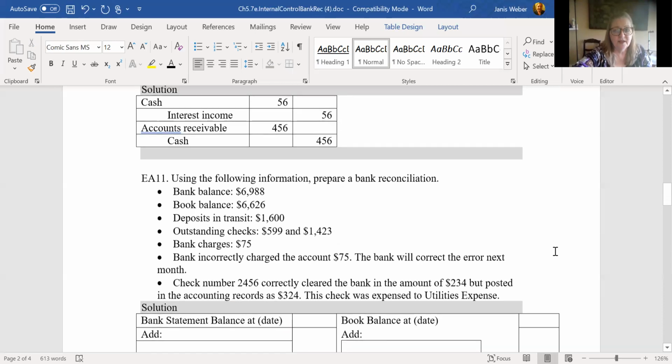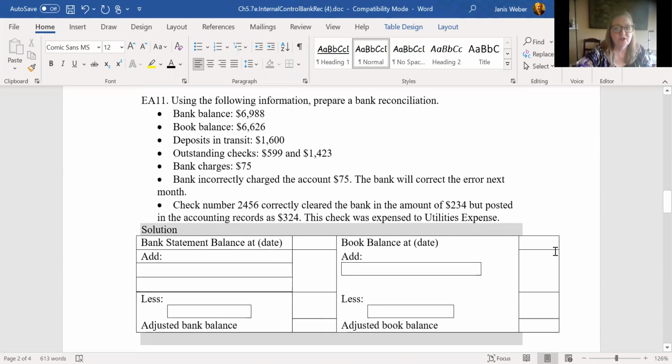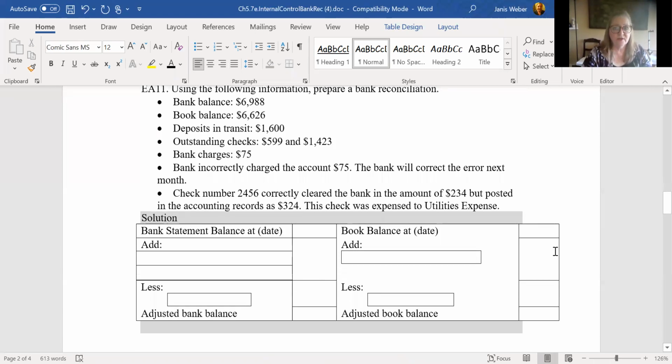Okay, that's that one. Now we'll go to EA11. Use this information to prepare the bank reconciliation. So if I were you, I would pause the video, just try to work this one out, and then come back and see if it's right. So, all right, assuming you either did pause or you didn't, either way, we're just going to tackle this the same exact way that we just did the first one.